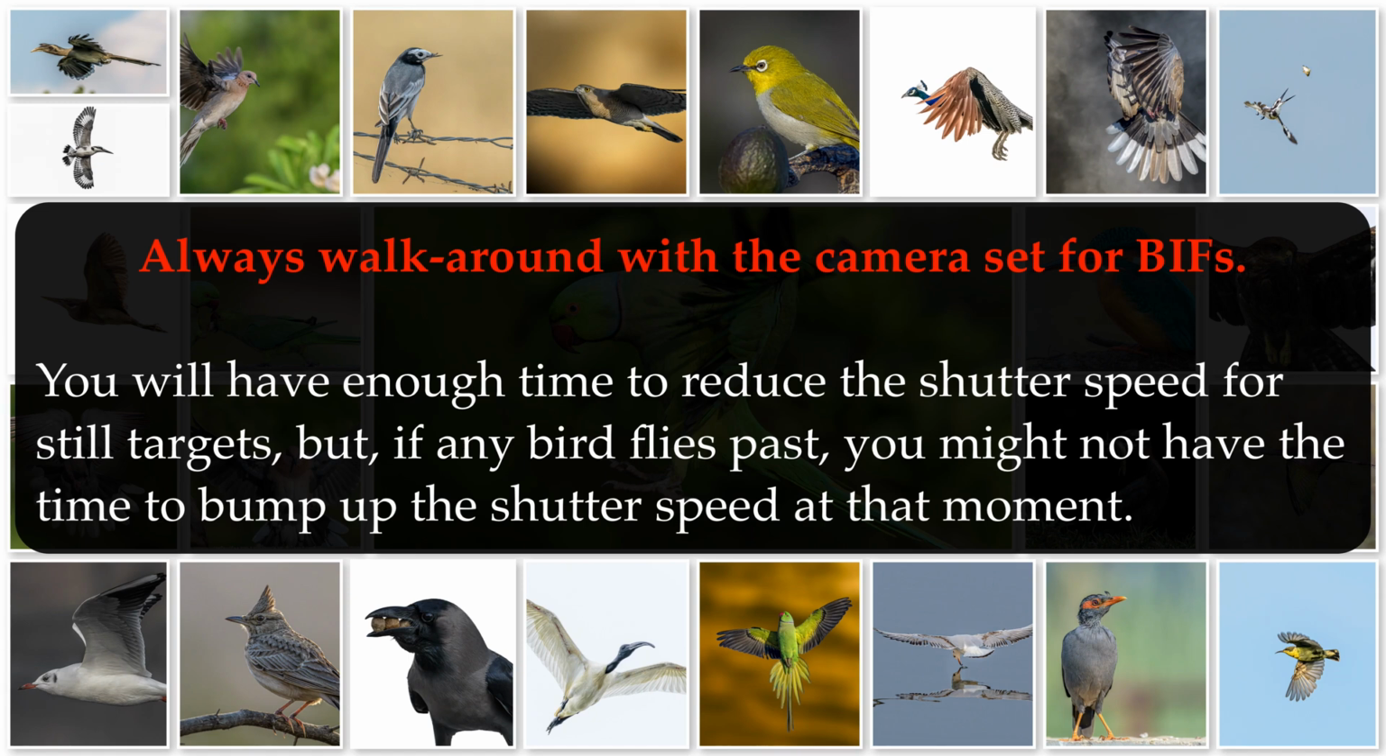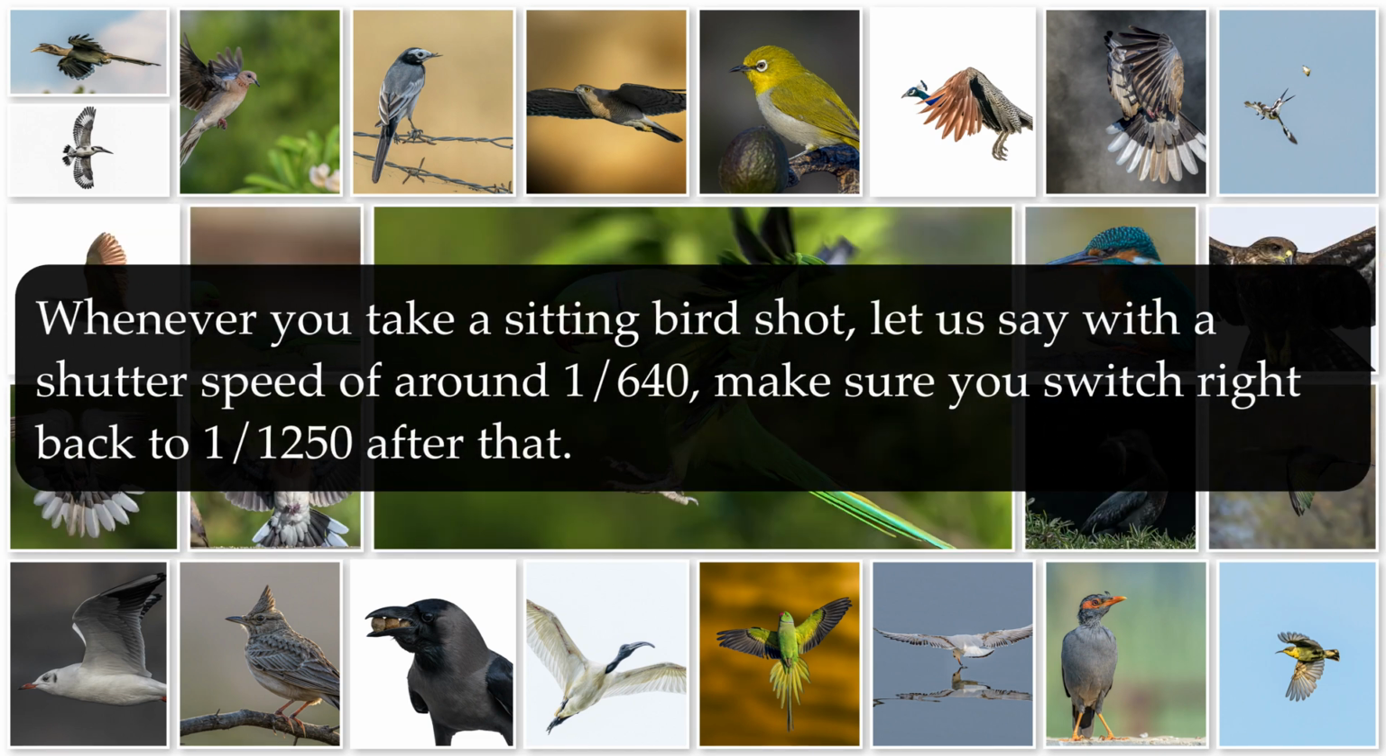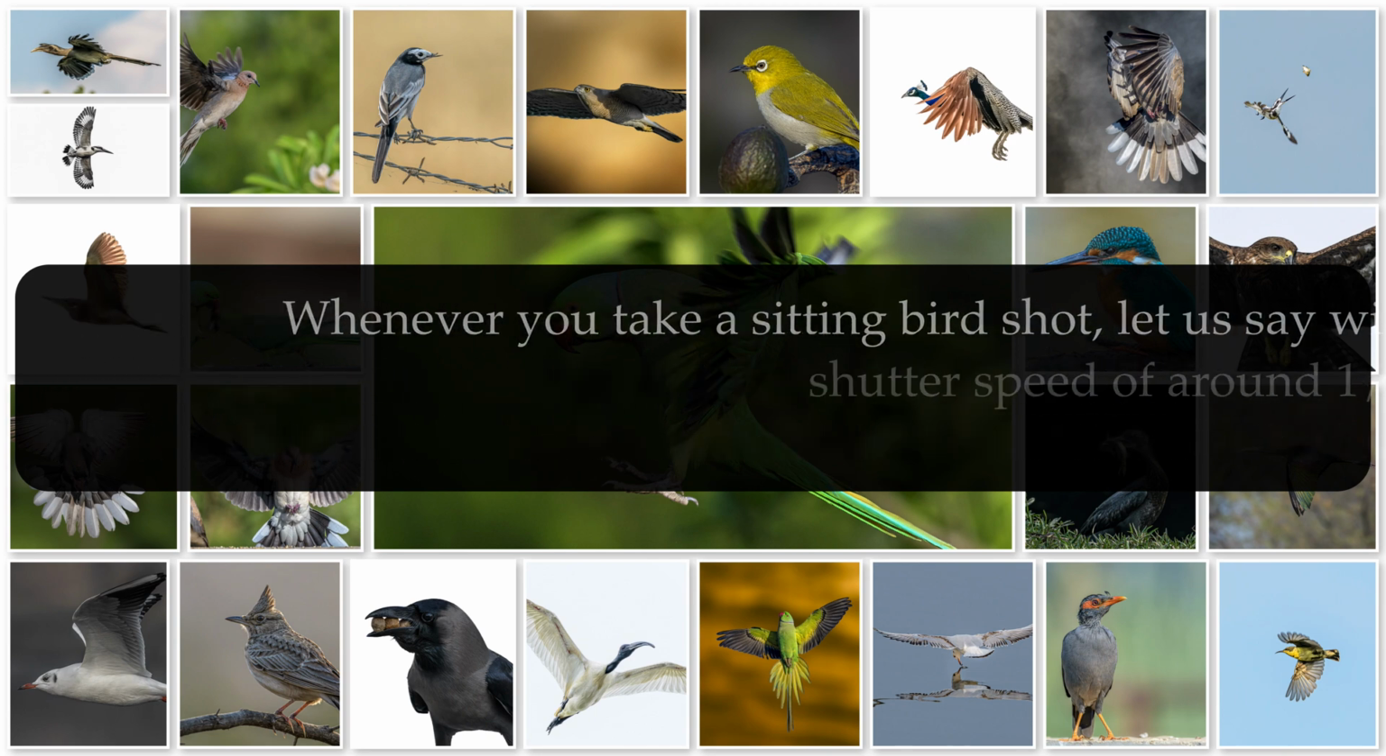In general, you will have enough time to reduce the shutter speed for still targets, but if any bird flies past, you might not have the time to bump up the shutter speed at that moment. Whenever you take a sitting bird shot, let us say with a shutter speed of around 640th, lower, higher, whatever, make sure that you switch right back to your BIF shutter speed, a 1250th or a 1600th. That way, you will not miss many.